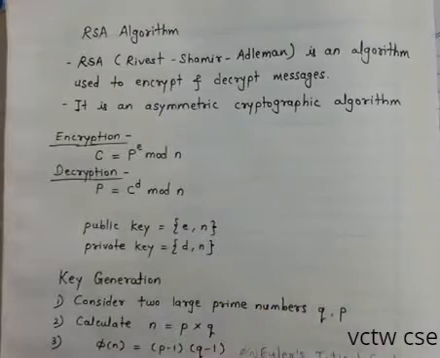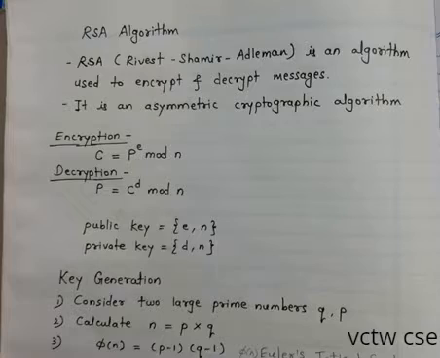We know that in asymmetric algorithm we use private key and public key for encryption and decryption. So both sender and receiver use private key and public key for encryption and decryption. While in symmetric algorithm we have only one key for encryption and decryption. So till now we have seen symmetric algorithms. Here we are going to see one of the asymmetric algorithms, that is the RSA algorithm.